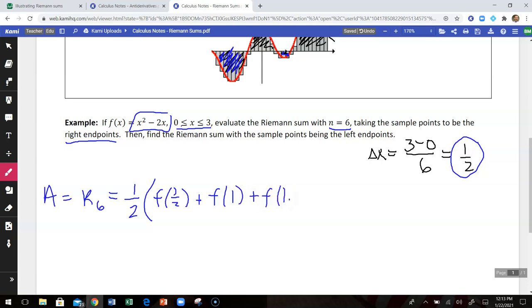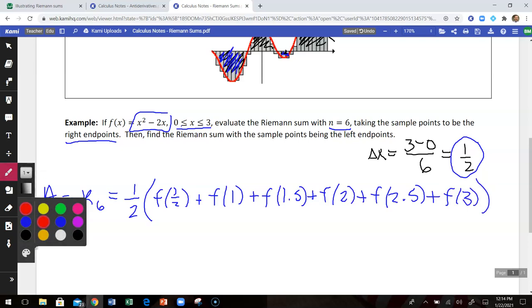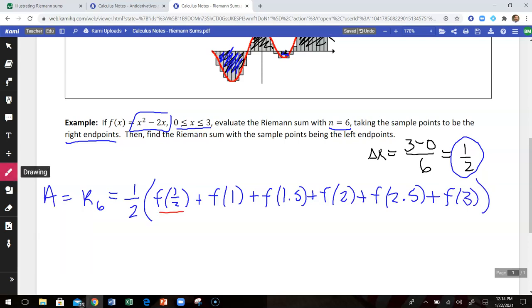And then since my delta x is 1/2, I know that I'm just going to keep adding 1/2 to get my next height. So then f of 2.5, and then my last one would go from 2.5 to 3, so my right endpoint would be 3. Something you should check is make sure that you have 6 rectangles represented here. So I have 6 heights. If I count those out, each one of those heights is going to be multiplied by this 1/2.